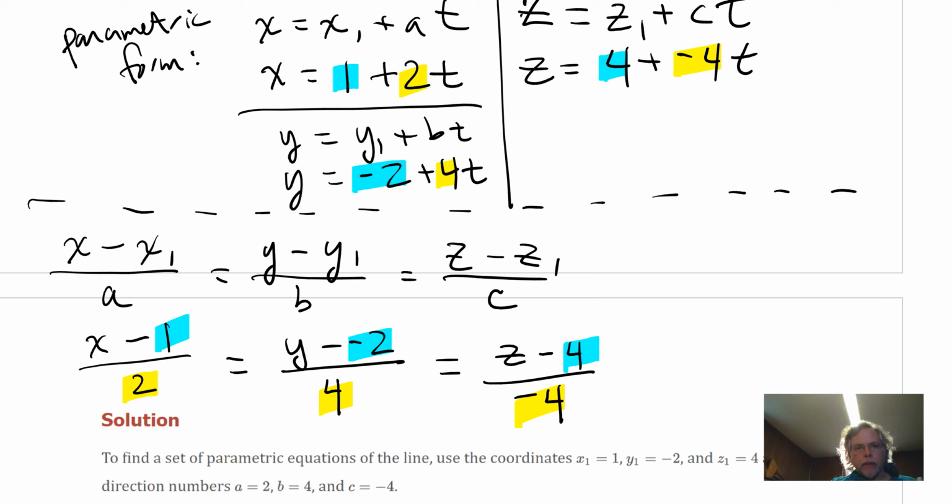And just to summarize here, I've tried to make a point with a highlighter. Here's the equation for x equals 1 plus 2t. You can see here where the 1 and the 2 go. And similarly, here's the equation for y, -2 plus 4t, and you can see the -2 and the 4. And those direction numbers are in the denominator. That's going to be useful later on, actually. z equals 4 plus -4t is the z equation, and you can see where the 4, z minus 4, and the -4, which is c, go.